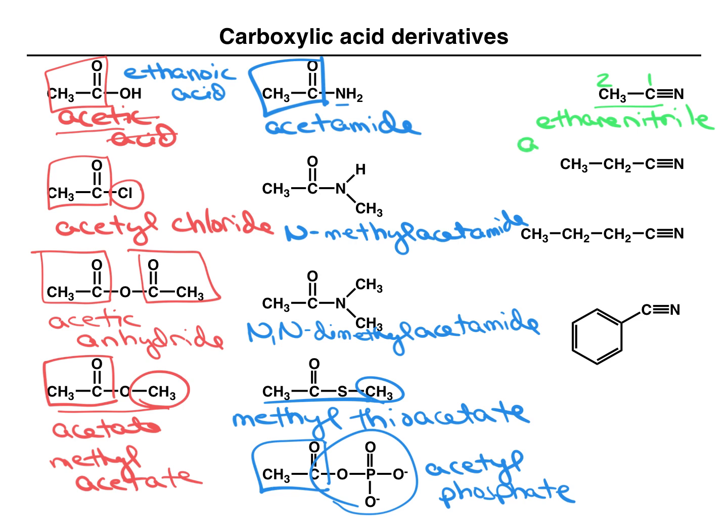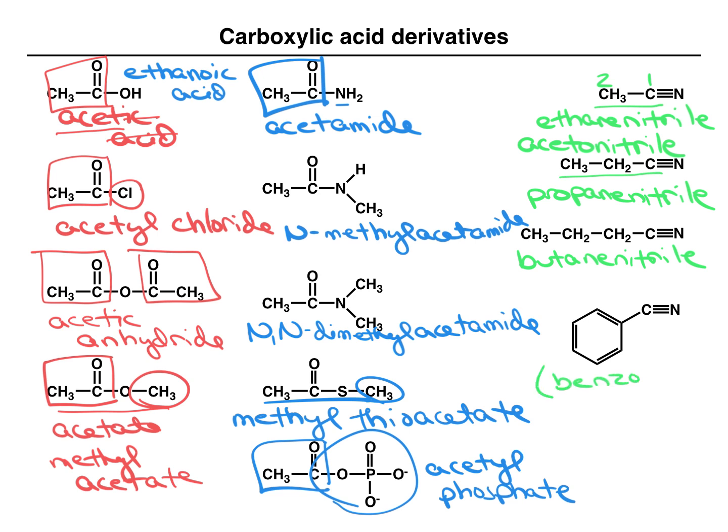So the common name would be acetonitrile, where this tells us that it's two carbons, and this tells us that one of those carbons is a nitrile. Our next one, we have three carbons, so this is propane nitrile. Four carbons, butane nitrile. In some cases, when looking at a nitrile, it can be helpful to think of it as if this was a carboxylic acid, because then we know that this would be called benzoic acid. So then we get rid of the ic acid, and this would be called benzonitrile.